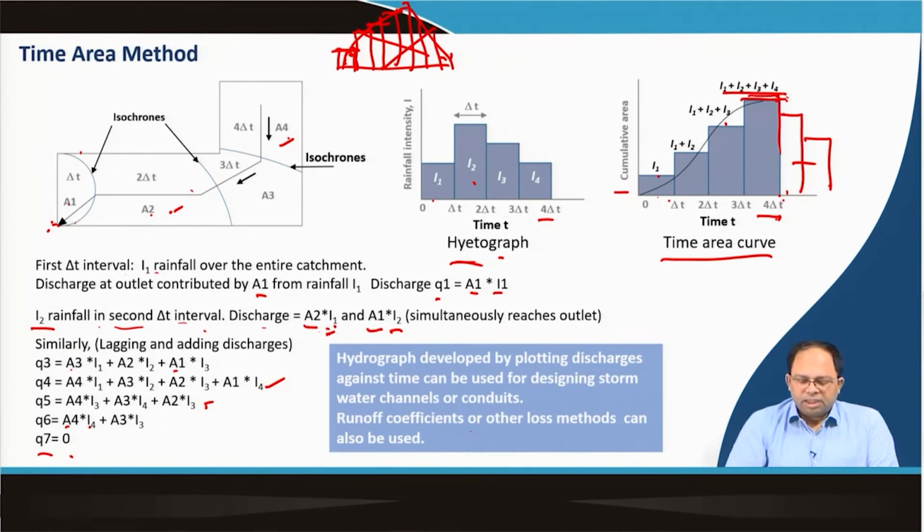So, runoff coefficients or other loss methods can also be used. That means we can multiply this value with C, and then we can get the total water that is stormwater runoff that is generated for this particular point. So, that is how we can determine the total runoff using the time area method.